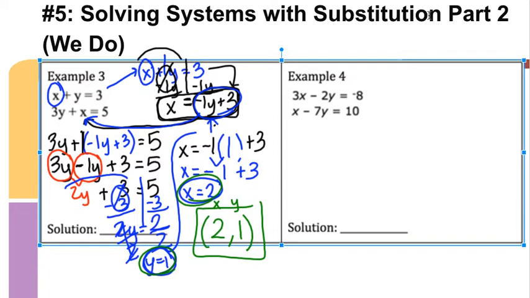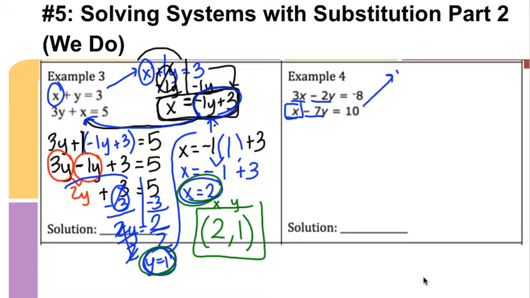Okay, example 4. I see 3x minus 2y equals negative 8, and x minus 7y equals 10. I look at each of these variable terms. I notice that this x might be the easiest one to get by itself because it's only a 1x. I don't have to divide by anything. So I'm going to write this off to the side. X minus 7y equals 10. I'm trying to get the x alone, so that means I need to get rid of this negative 7y. So I make a zero pair, balance out the equation. So now I've got x is equal to positive 7y plus 10.